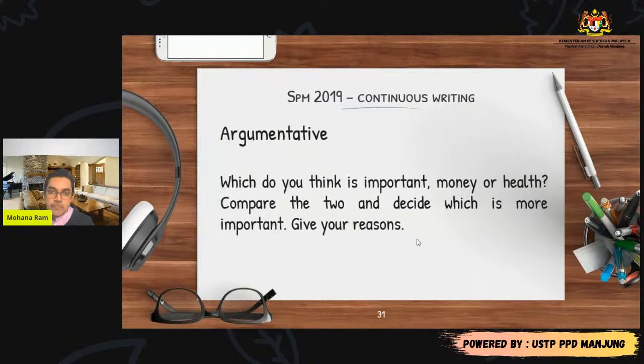And the next one here would be argumentative. Which do you think is important, money or health? Compare the two and decide which is more important and give your reasons. So you have to compare. Which is more important, money or health? It's argumentative again. So you have to compare money and health. After comparing both, you have to decide which one is more important, and you have to give a reason why this one is important.